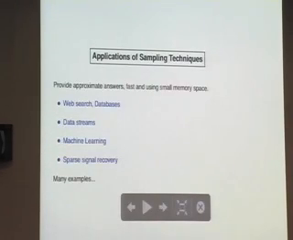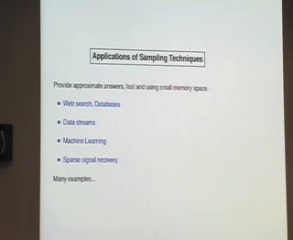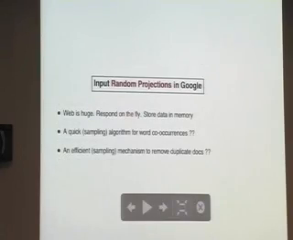So sampling techniques are going to be useful whenever your goal is to provide approximate answers very fast and using only very small memory space. For example, it's going to be useful for web search, databases, data streams, machine learning, sparse recovery, and there are many, many examples.